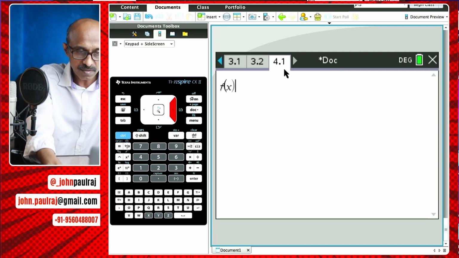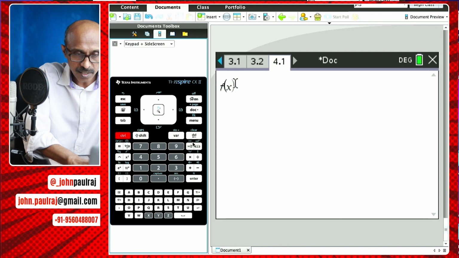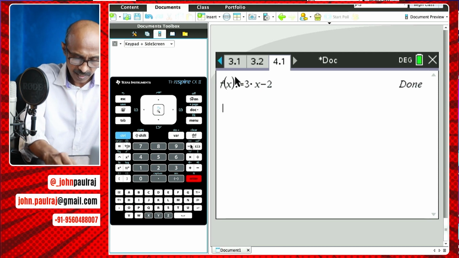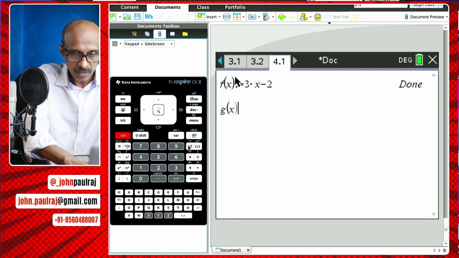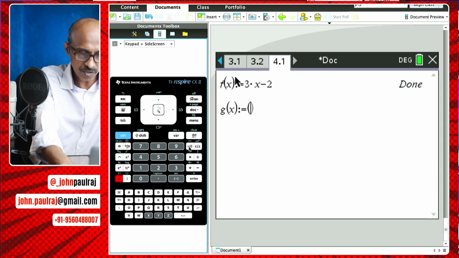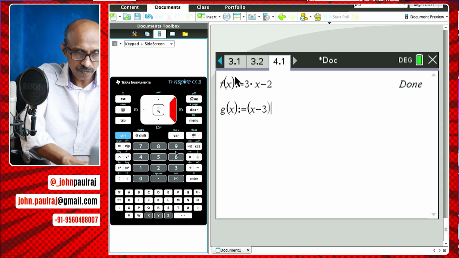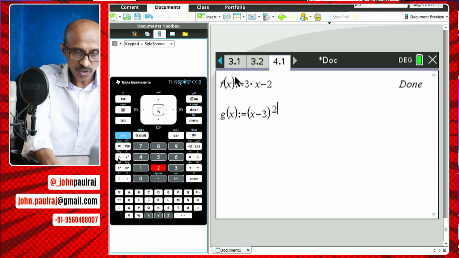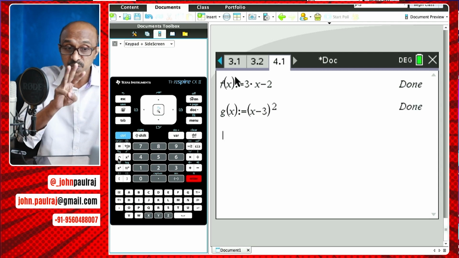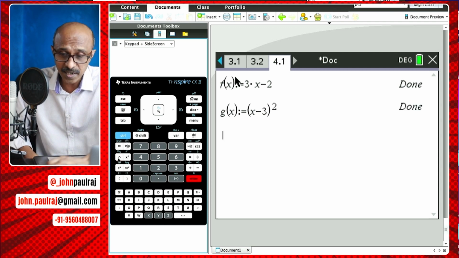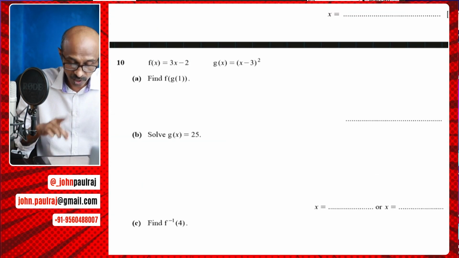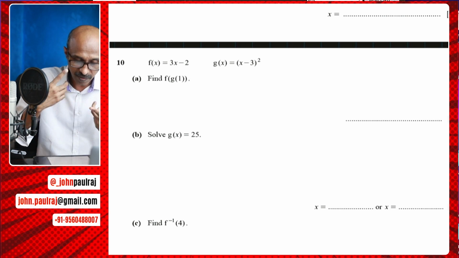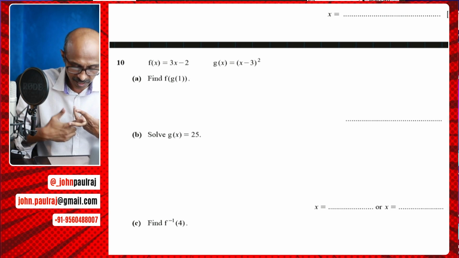Define the function, f of x, okay? Assign key is control and the key to the right hand side of 9, and we just say 3x minus 2, all right? Done. And then g of x, use the assign key, all right? And we can just say x minus 3 to the power of 2, okay? So if there were 3 different functions, I'd say first thing, just enter all of them. Okay, so I'll just show you the question again quickly. All right, they gave us 2 functions in this question, and they just said, find the value of fg of 1, solve this, and so on and so forth.